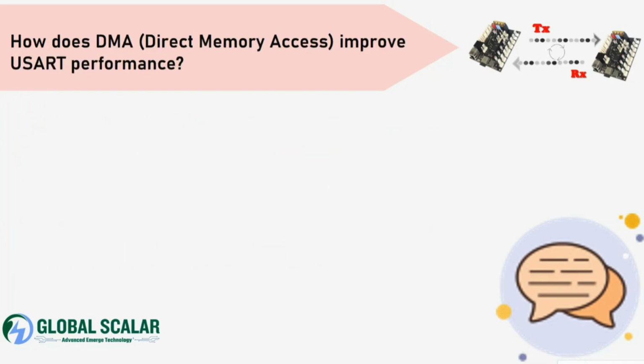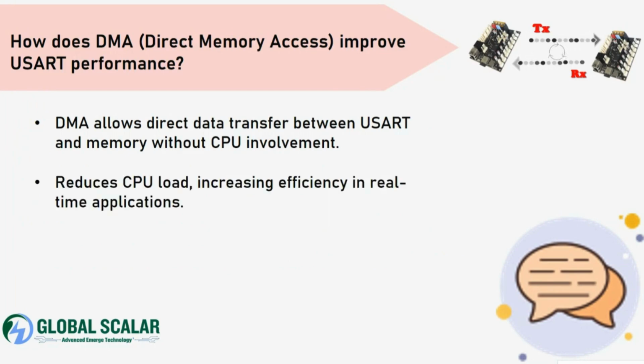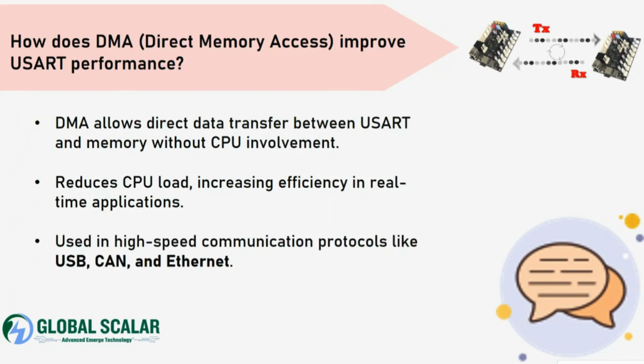How does DMA improve USART performance? DMA allows direct data transfer between USART and memory without CPU involvement. It reduces the CPU load, increasing the efficiency in real-time applications. Used in high-speed communication protocols like USB, CAN, and Ethernet.